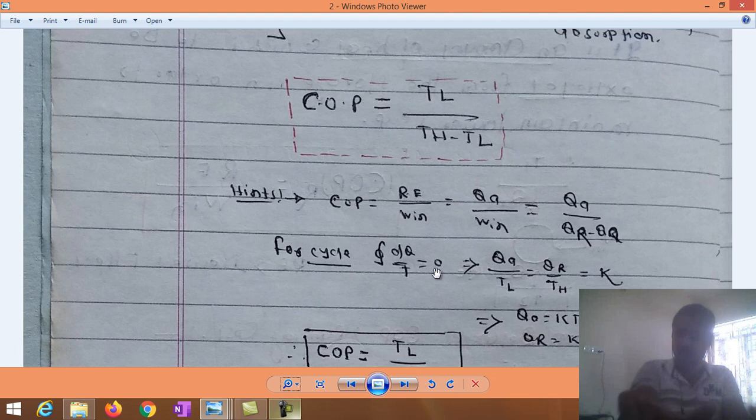So in this condition, QA amount of heat is added at lower temperature. This Q amount of heat is added. That's why the positive sign is taken.